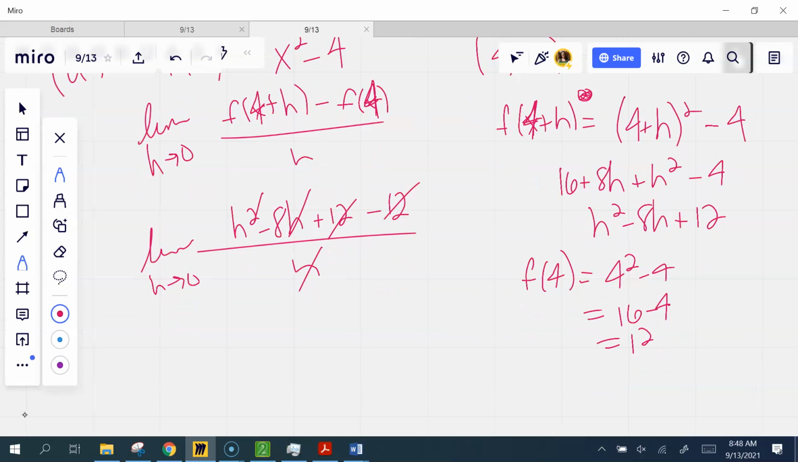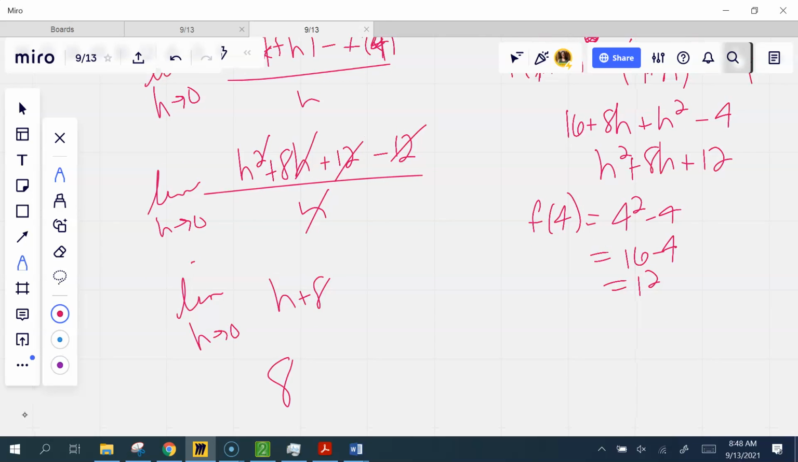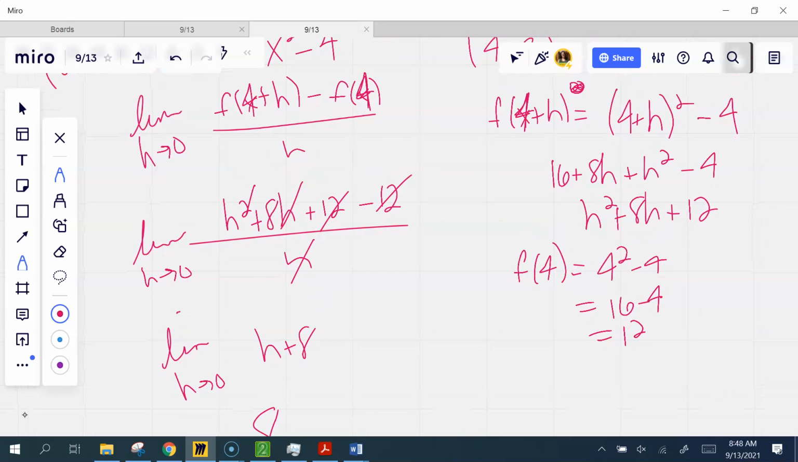I end up with, is it minus? No, it should not be minus. It's plus. But it's not half of 12. I thought that you get 16 minus 8h plus h squared minus 4 over h, minus 4, but then the 16 and the minus 4 there give you the 12. f of 4 is minus 12.